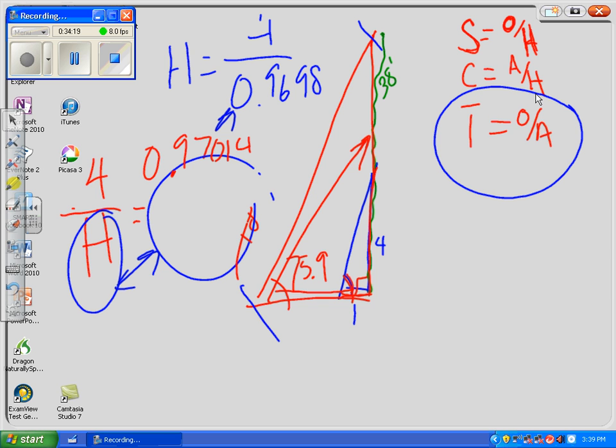I got the wrong answer. I made a mistake someplace. Let me back up. Okay, I want to find the hypotenuse. Oh, I forgot to invert it. No, because I went 4 divided by 0.97. Was it 0.97014 or 0.9698? 0.97014, let's call it close enough. I'm still coming out with the wrong answer. Oh, 38, not 4. This has got to be 38. You've got to call me when I make little mistakes like that, or big mistakes like that. This is supposed to be 38 feet.